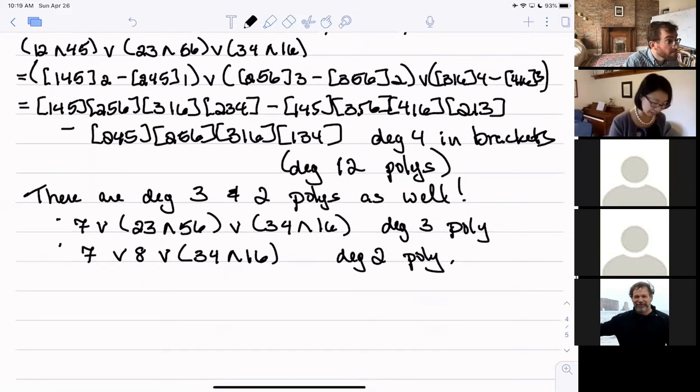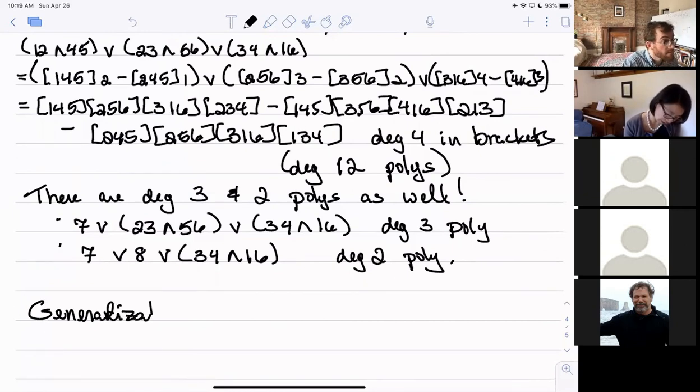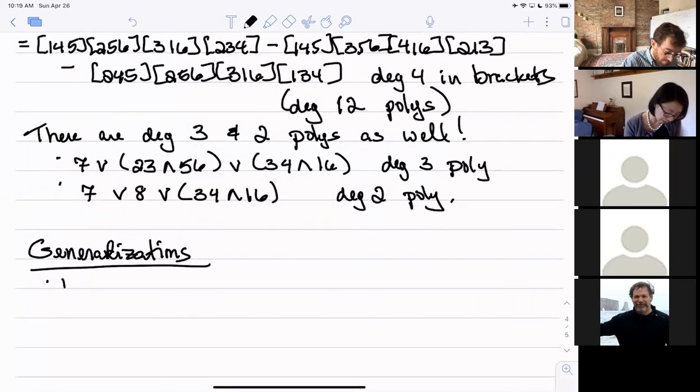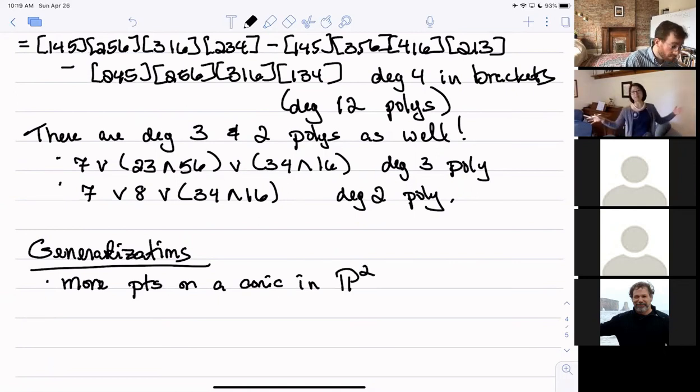And then I just want to end by saying, how do we generalize this? So we had 3 generalizations. One was to just put more points on a conic in P2. Okay, so if you put more points on a conic, you get more weird matroids. There are lots of points on a conic. That's an unusual thing. It's not generic. And so you get these interesting matroids.